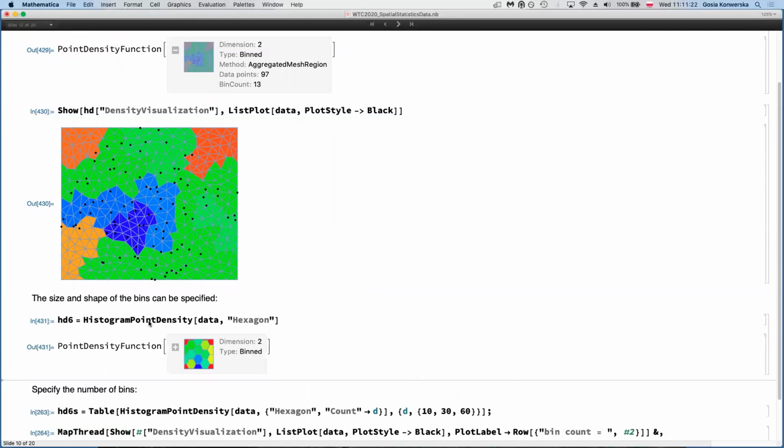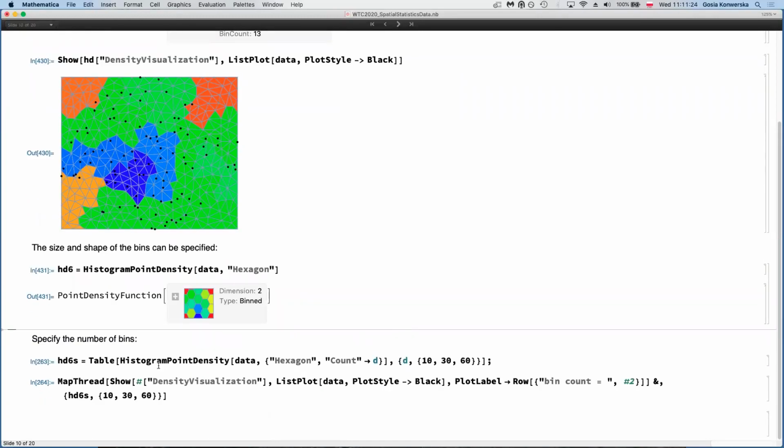So maybe I want to have a hexagon, and also we can specify the size, which can be controlled, for example, by the number of bins that we want. And so this is the plot for a different bin count. So you see, the more bins we have, the more varied the density function is. Fewer bins give us a smoother result.